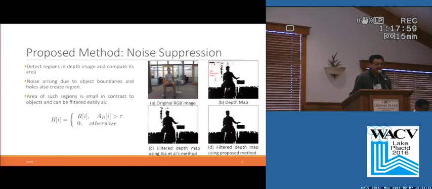So the proposed method has two major features. The first feature is to do noise suppression. As we know, cameras induce a lot of noise at the boundary, as well as due to the distance and movement of the object. So what we try to do here is first use a morphological watershed algorithm, and that would basically identify multiple regions in one depth image.